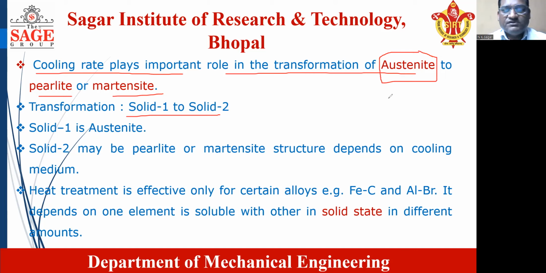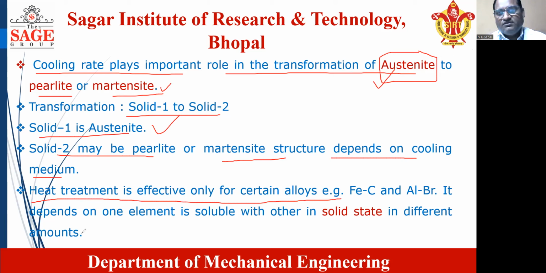The heat treatment process takes place for the austenite. The austenite is converted into the pearlite and martensite. Solid 1 is austenite and solid 2 may be the pearlite or martensite structure, depending on the cooling medium. So the heat treatment is effective only for certain alloys.